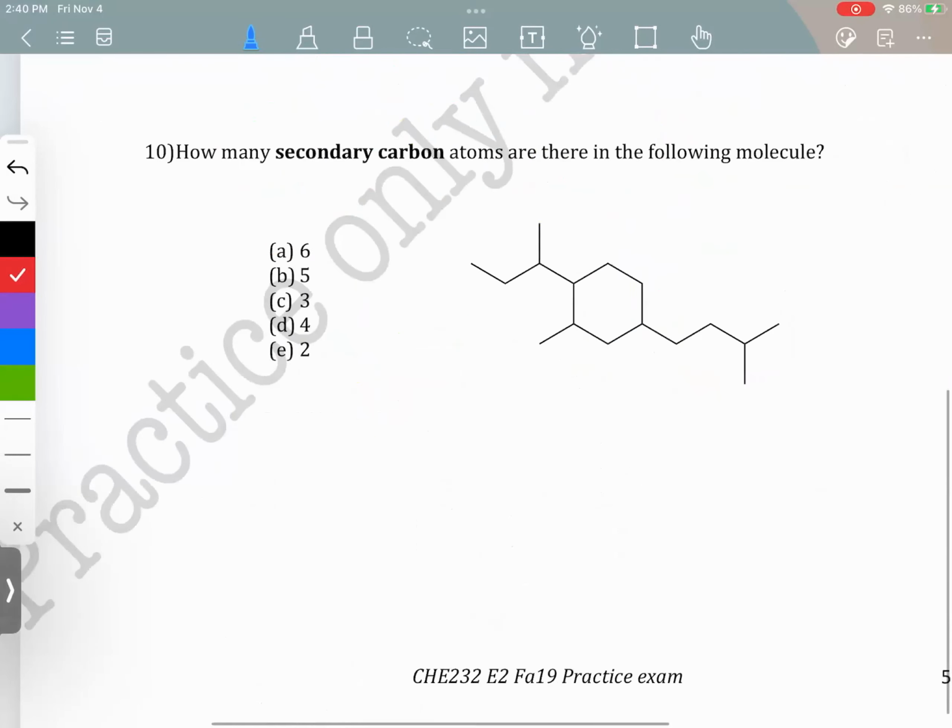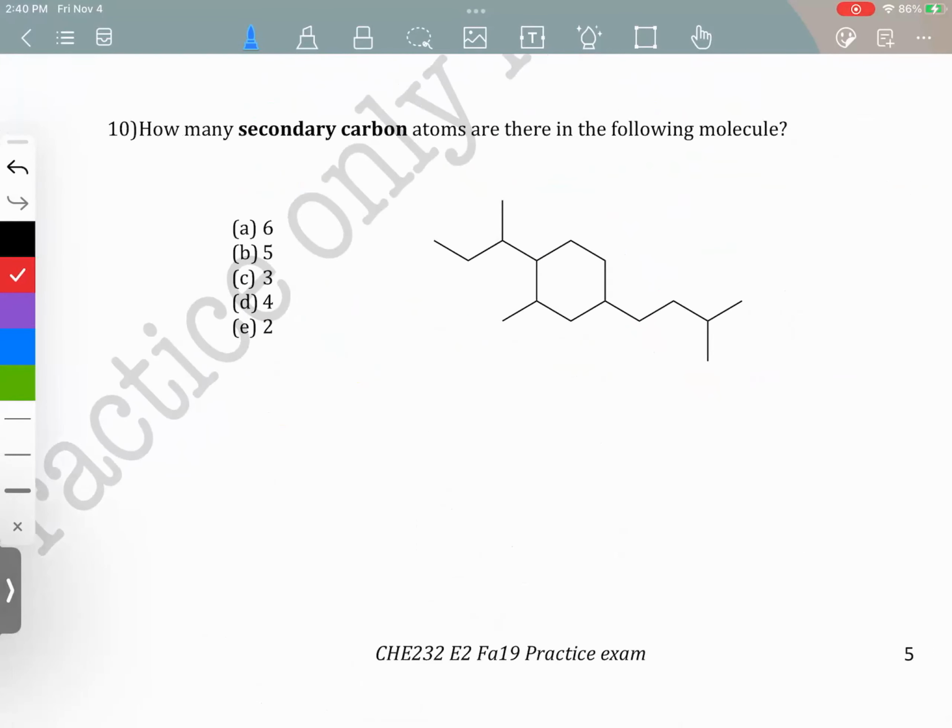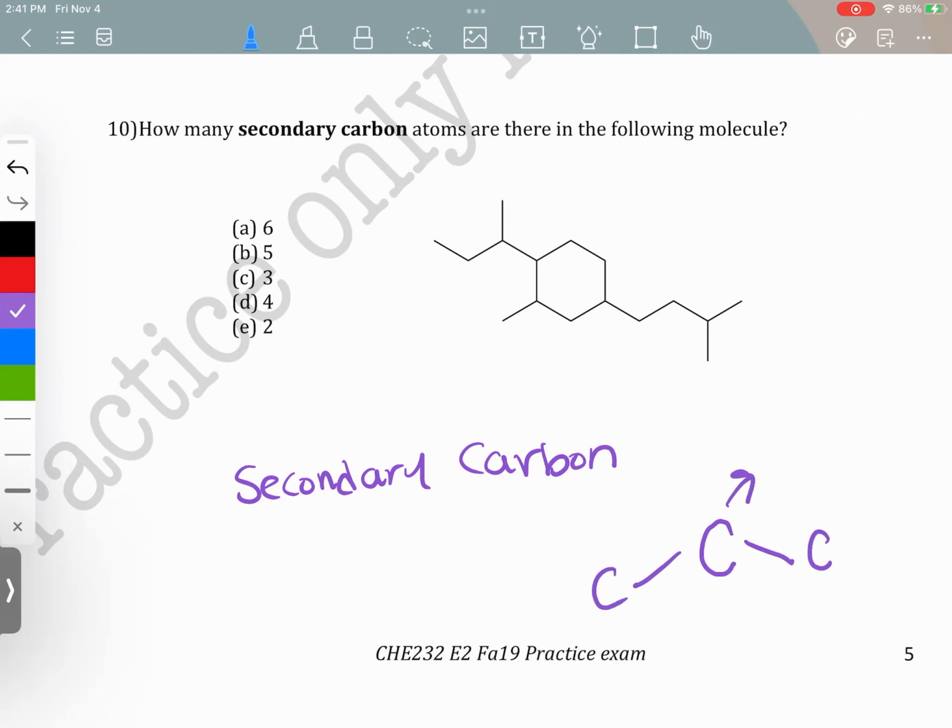So let's move on to question 10. How many secondary carbons are there in the following molecule? So what does it mean for a carbon to be secondary? Be in the middle two carbons. Or have two carbons attached to it. Right. So secondary carbons have a carbon that's directly attached to two more. That's what it means.